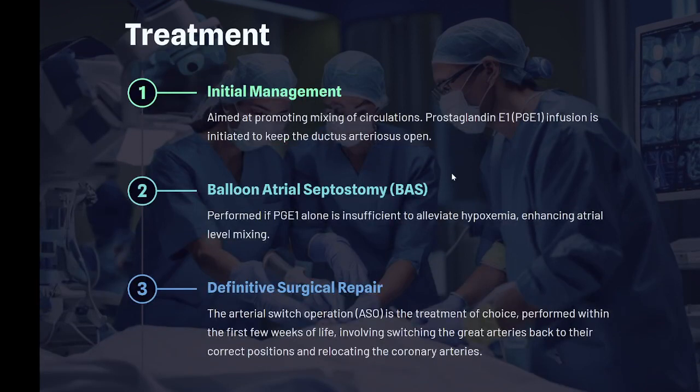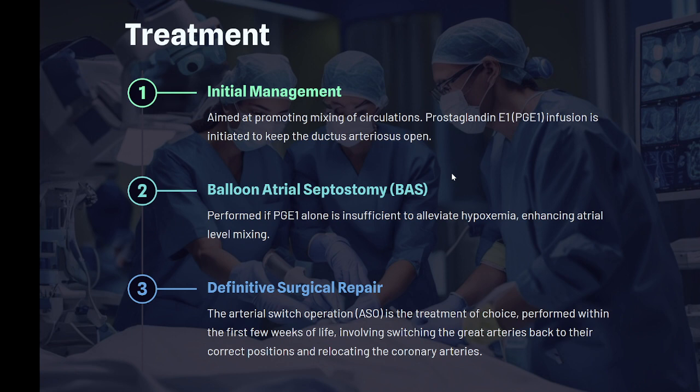Treatment. Initial management is aimed at promoting mixing of circulations. Prostaglandin E1, PGE1, infusion is initiated to keep the ductus arteriosus open. Balloon atrial septostomy, BAS, is performed if PGE1 alone is insufficient to alleviate hypoxemia, enhancing atrial level mixing.